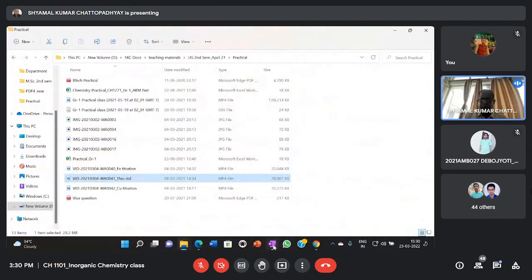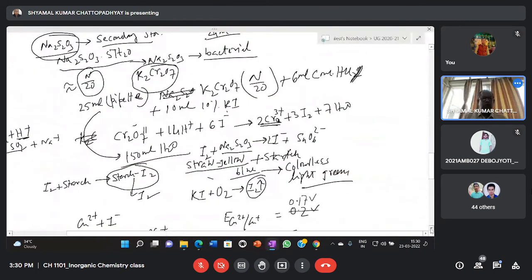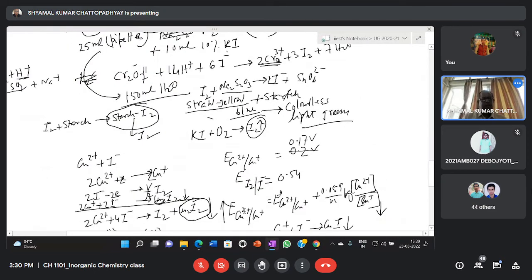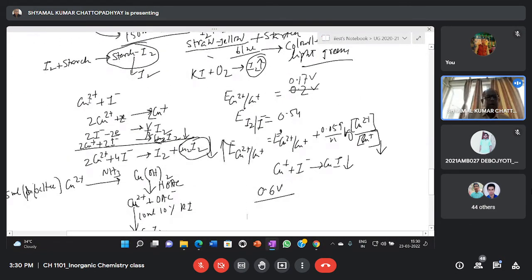Next we go to the copper part. Now again, the principle of the copper titration is that you have cupric ion. Cupric ion reacts with iodide. Cupric ion is reduced to Cu+. 2 cupric ions are reduced to 2 Cu+ ions, taking 2 electrons, and these 2 electrons are picked up by iodide and it is converted to iodine, right? So the overall reaction is 2 cupric ion plus 4 iodide, giving you iodine plus Cu2I2.